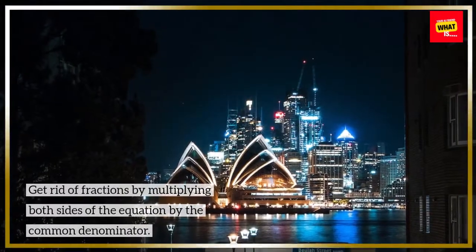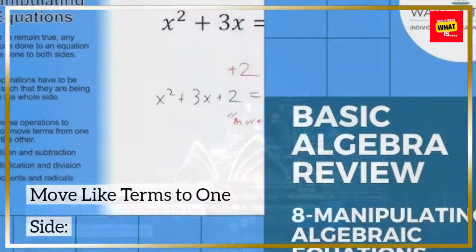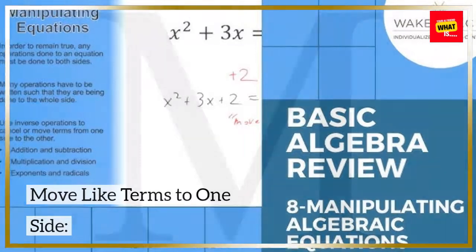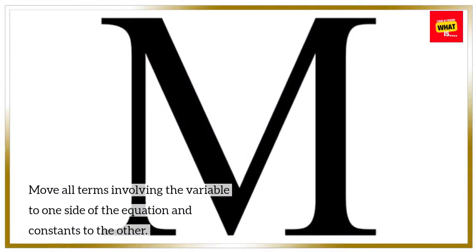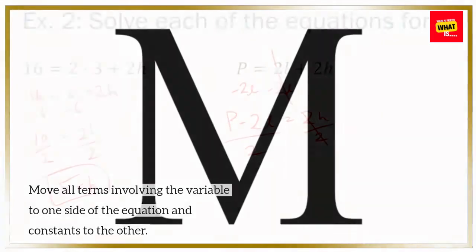Get rid of fractions by multiplying both sides of the equation by the common denominator. Move like terms to one side. Move all terms involving the variable to one side of the equation and constants to the other.